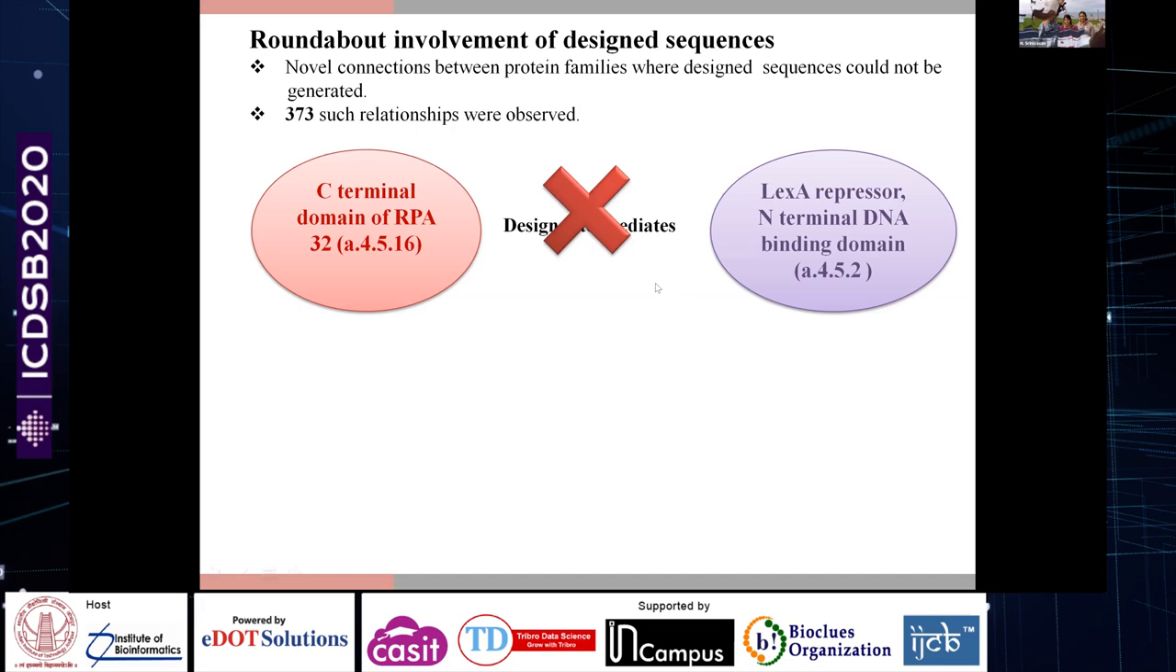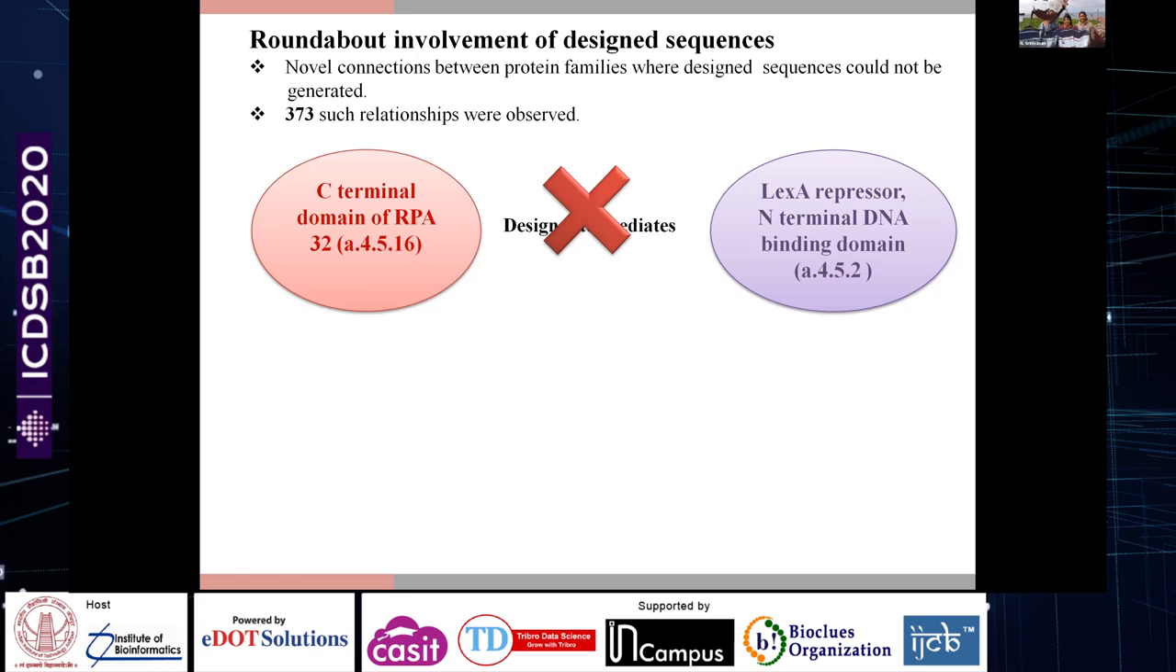However, surprise, surprise, when we gave a query from RPA32 in the augmented database, it gave a hit from the LexA DNA binding domain. But if you give the same query in the natural sequence database, it is not able to pick up this LexA. But only when you search in augmented database, natural plus artificial, you are able to pick it up. Although there is no designed sequence that connects these two. How is it possible? It was puzzling at first sight for us.